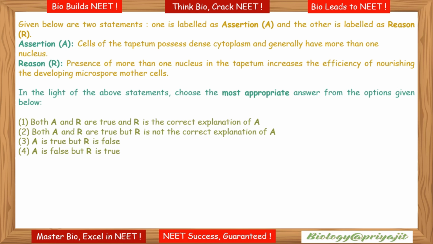Assertion is true here. Cells of the tapetum basically possess dense cytoplasm and generally have more than one nucleus, but the reason is false. The innermost wall layer is the tapetum, which nourishes the developing pollen grains. So here option 3 will be the correct answer. Assertion is true but reason is false.